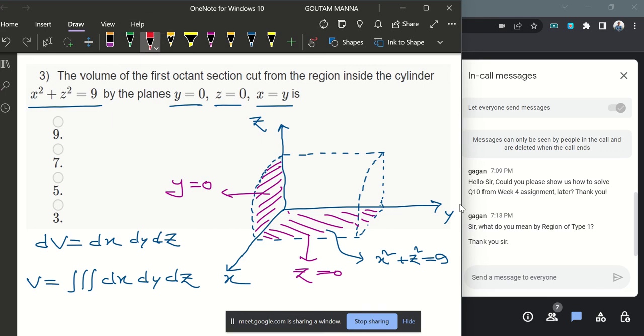So in this xy plane, if you draw x equals to y line, it will look like this. So x equals to y plane will look like this. So it will intersect this cylinder like this. So basically you are asked to find out the volume of this region, which is bounded by this y equals to 0 plane, this z equals to 0 plane, this x equals to y plane, and the rest of this cylindrical region.